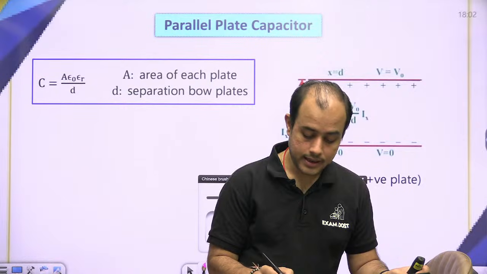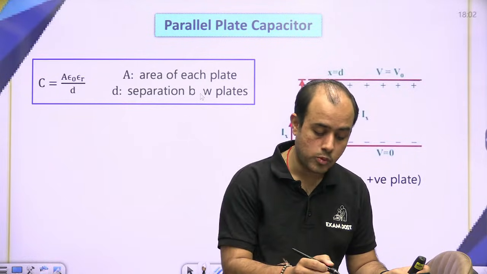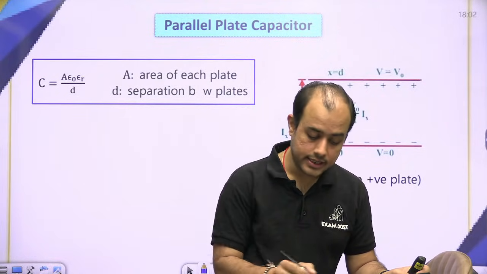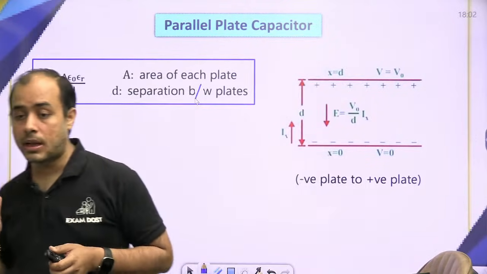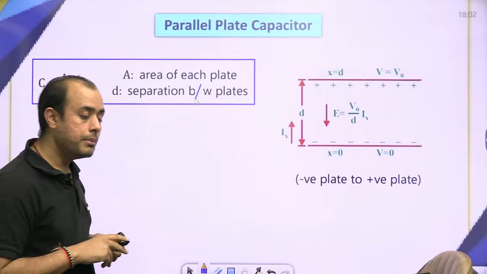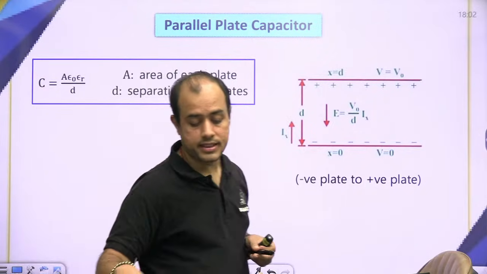What is A? A is the area of the two plates. D is the distance between the plates. Epsilon naught epsilon R is the permittivity of the dielectric between the plates of capacitor.